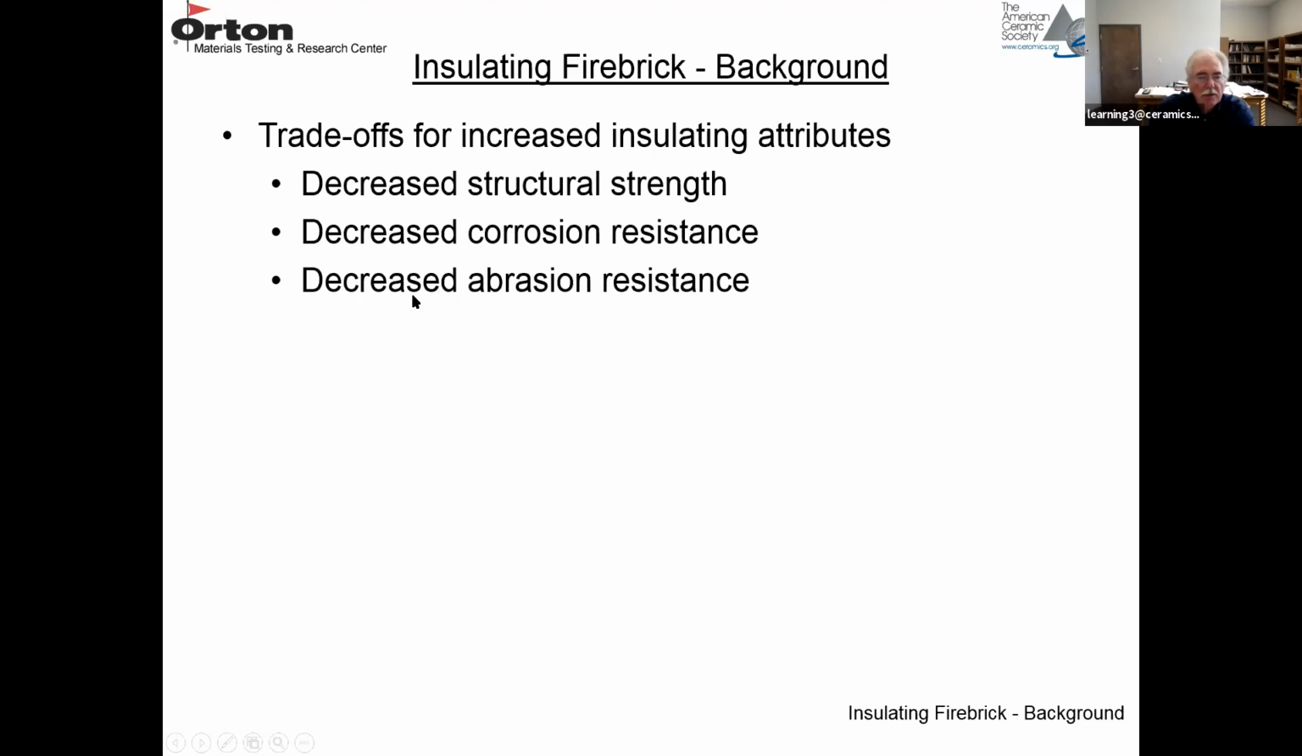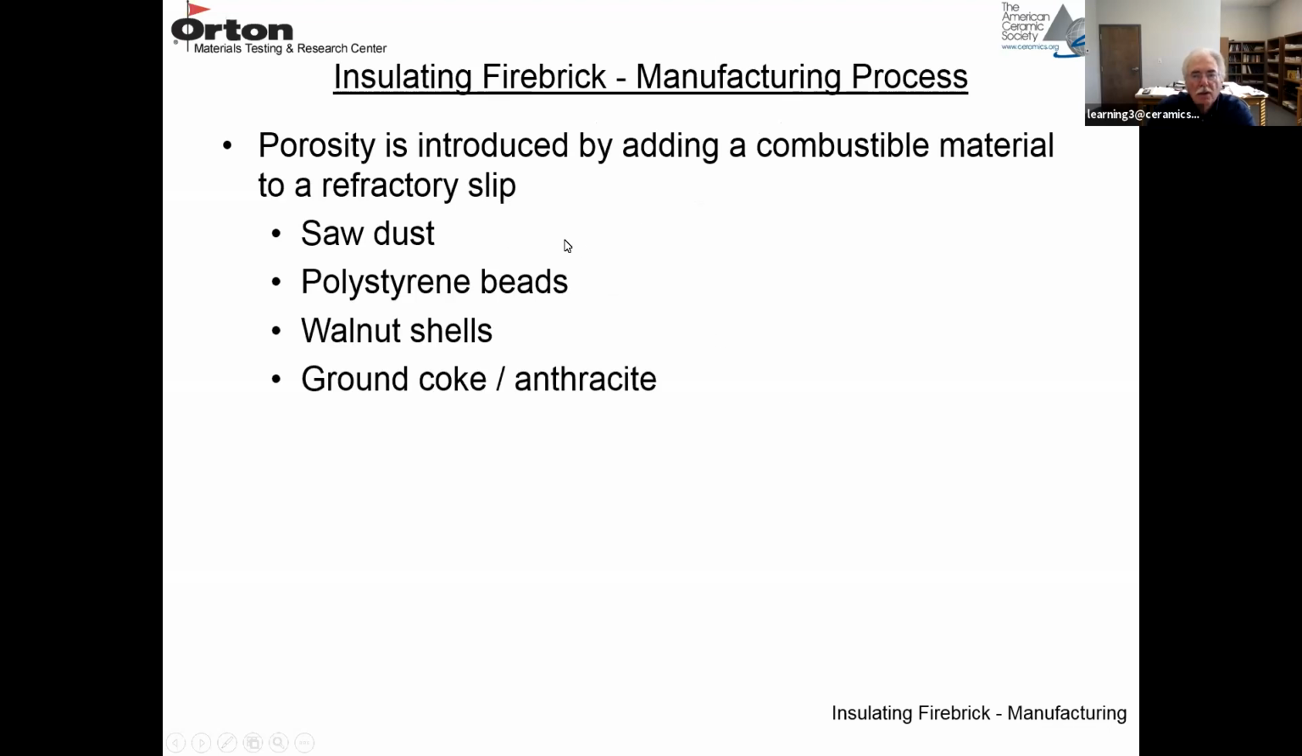It's relatively weak, and with all the porosity, it has very poor abrasion resistance. So you've weakened it, and you decrease the corrosion resistance, but you increase the thermal resistance, the insulating behavior. So how are these made?